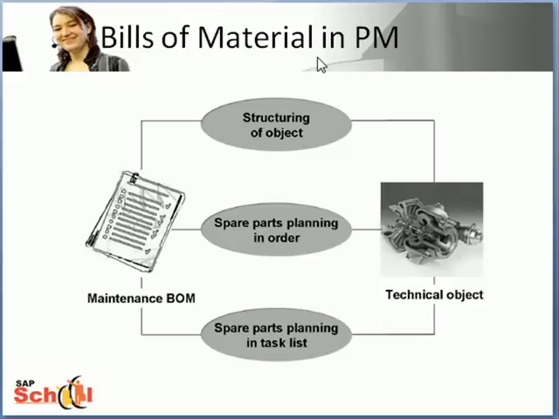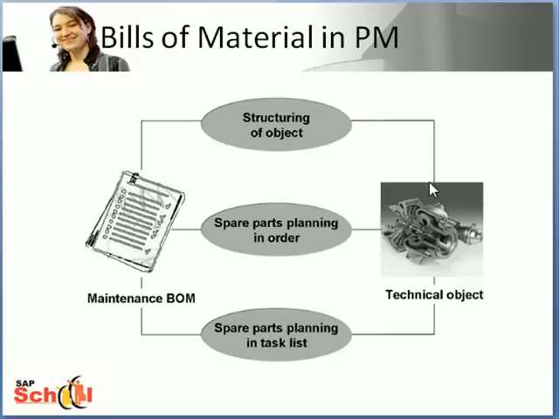We now look at bills of material. Bills of material are used for different purposes across the SAP landscape. So for example, you may have a costing bill of material, you may have a production bill of material, and you may have a design bill of material. Instead of defining one single bill of material across the whole of the SAP landscape, what has been done is that each area has their own bills of material.